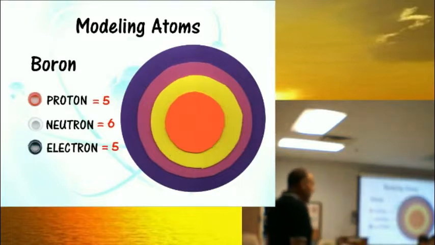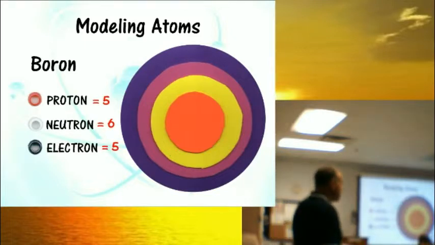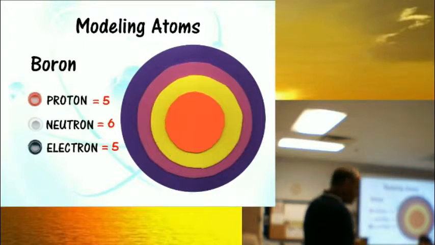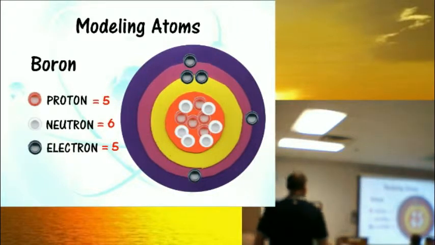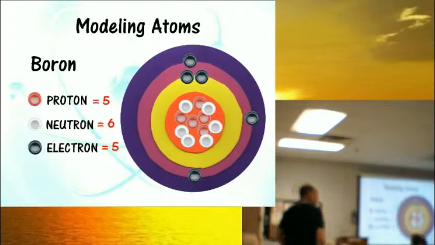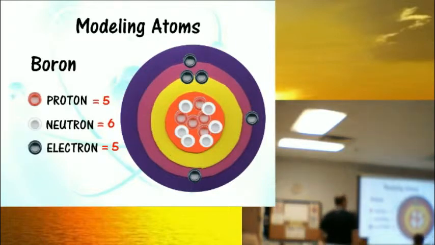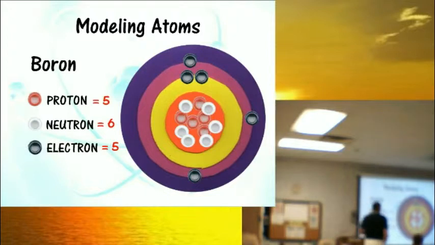Remember, the atomic number of the protons and the electrons are always equal. So we have to have 1, 2, 3, 4, 5 of those. We need to have 6 of those. We need 2 in the yellow and 3 in the pink. And that would have been our model of boron. Again, why that many electrons? Because we have that many protons. We have 5 protons, so we needed 5 electrons only.